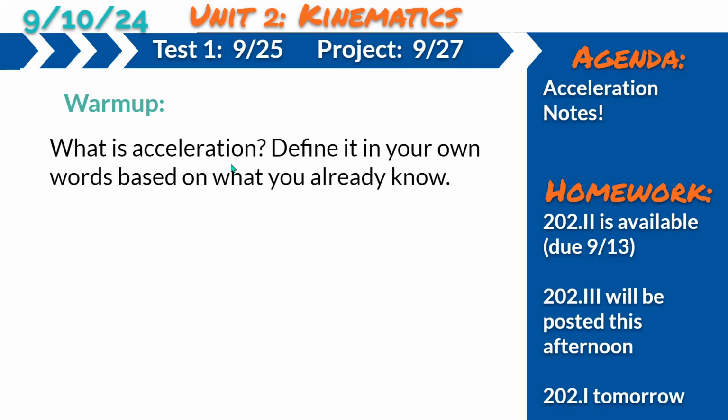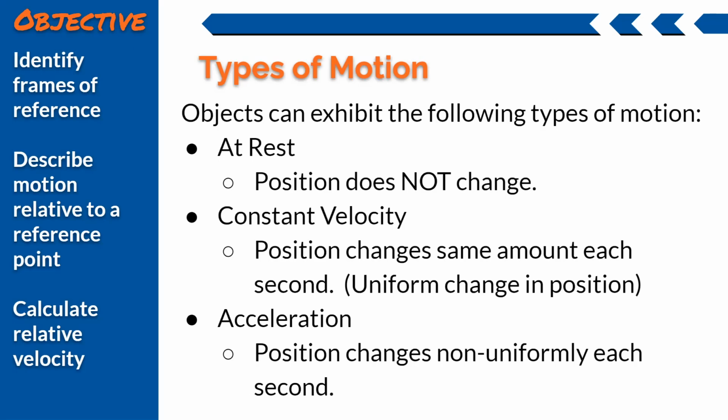But let's go ahead and get into our notes. So we've already talked about types of motion. And whenever we talk about an object that's in motion, there are different types of motion that we can discuss. The first being an object that's at rest. So in other words, it's not in motion. Its position is not changing.